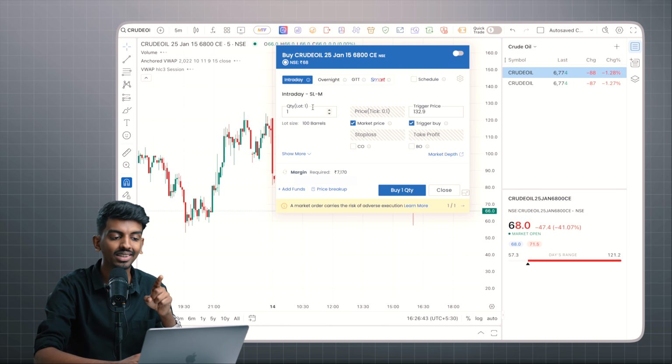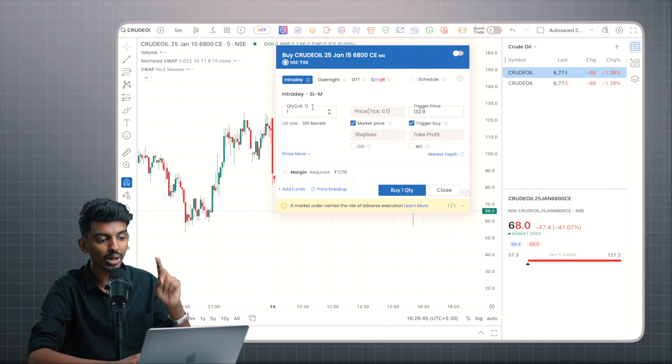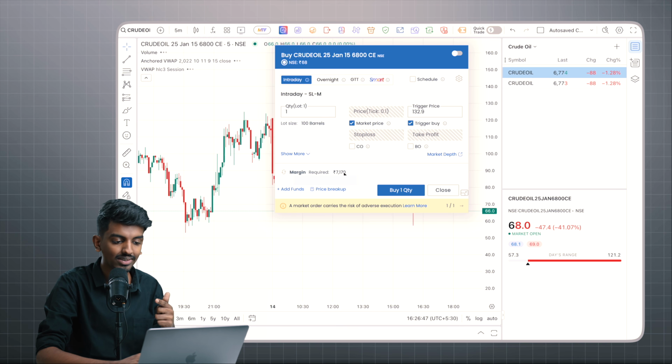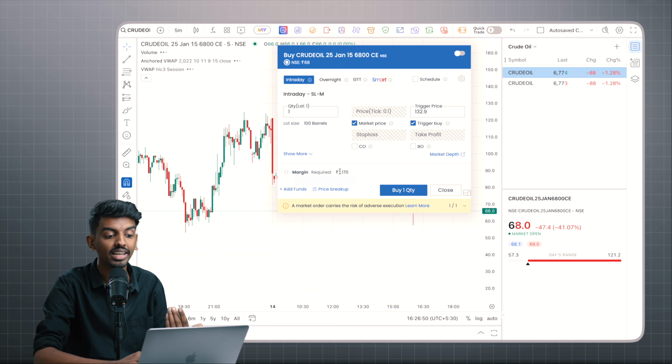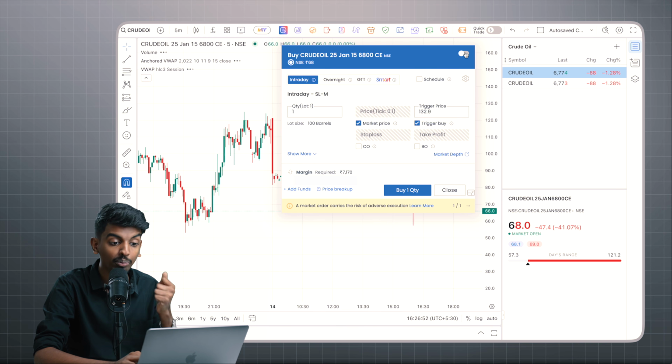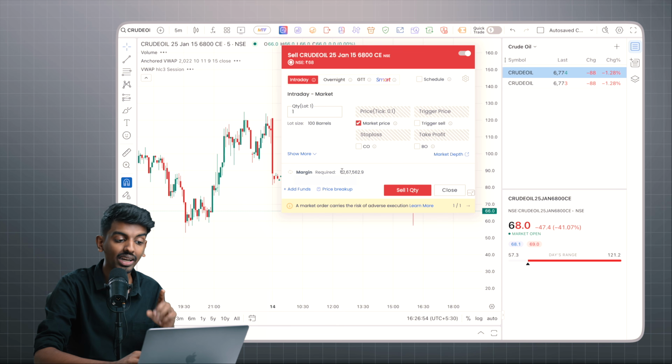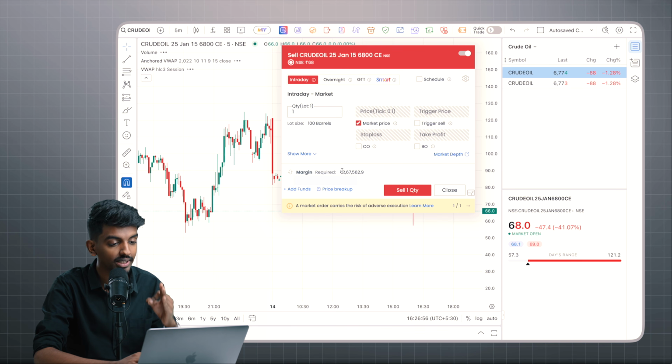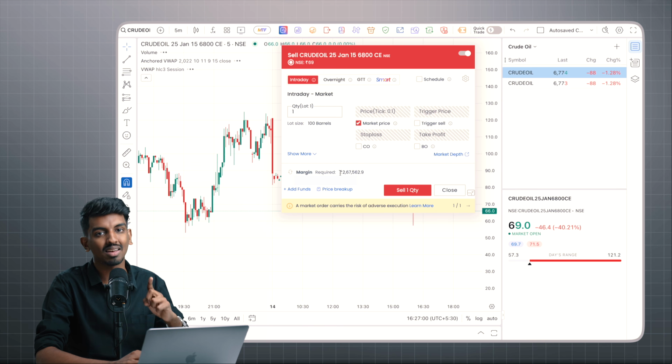Here it is a crude oil major contract, so I'll have to pay 100x. You can see that the required margin is nearly 7,000 rupees. But if I'm going into selling mode, you can see that if I want to sell one lot of options in crude oil, I'll have to pay a margin of 2.67 lakh rupees.